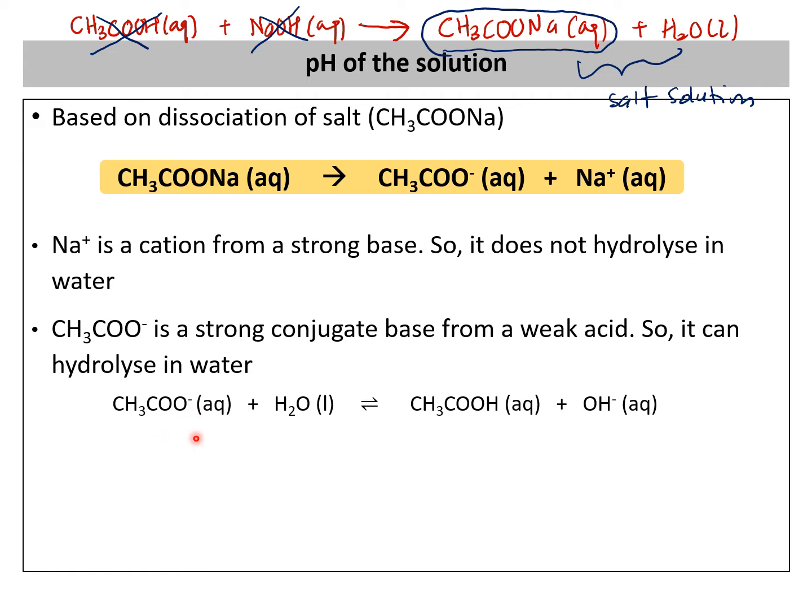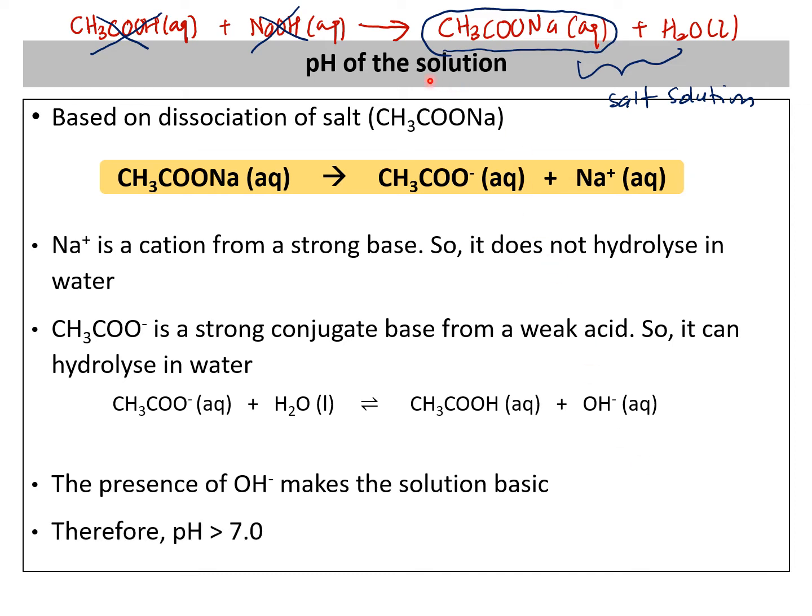Okay. So, dekat sini, from the hydrolysis of the anion, the strong conjugate base, apa yang kita dapat? Kita hasilkan OH-. So, the presence of OH- makes the solution basic. Okay, so bila kita dah tentukan dia basic, jadi kita punya salt solution dekat dalam kita punya conical flask sekarang adalah basic salt. So therefore, pH is more than 7. Itu je yang awak perlukan.